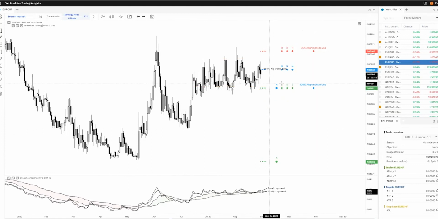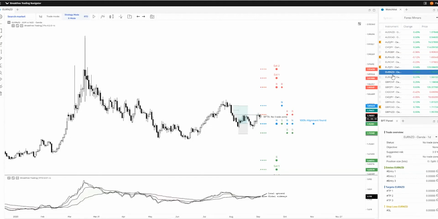But yeah, I haven't been trading this for my day trading just because it's been consolidating quite a bit. And let's see what else we have. I don't think there's any new trades.